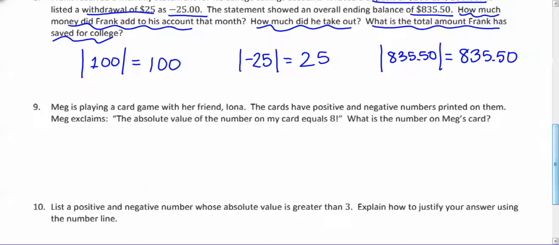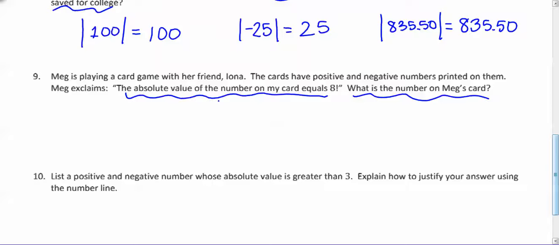Lehman? All right. Meg is playing a card game with her friend Iona. The cards have positive and negative numbers printed on them. Meg exclaims, "The absolute value of the number on my card equals 8. What is the number on Meg's card?" Haley said 8 or -8. That's right, 8 or -8, and let's prove it. So the absolute value of 8 equals 8. The absolute value of -8 equals 8.